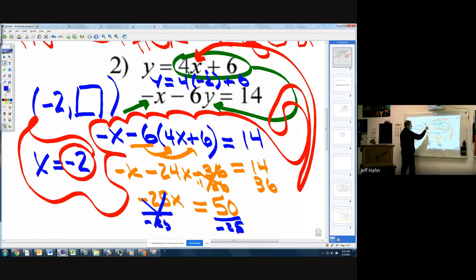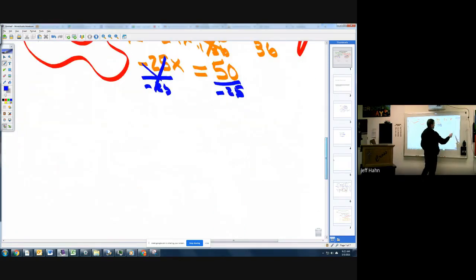If I do my math correctly, 4 times -2 is -8. -8 plus 6 is -2. So that's my x value, that's my y value. And the answer to the whole kit and caboodle was -2, -2.